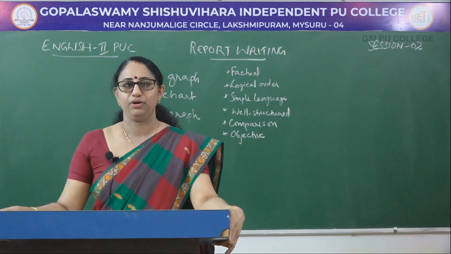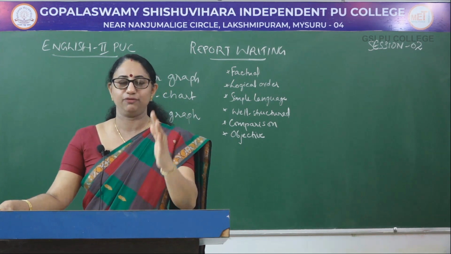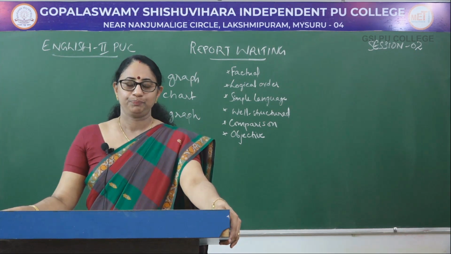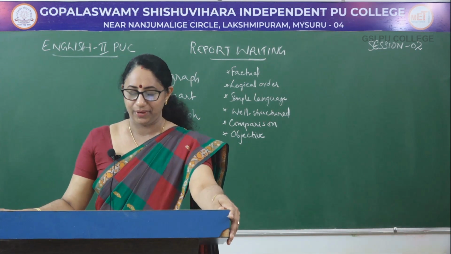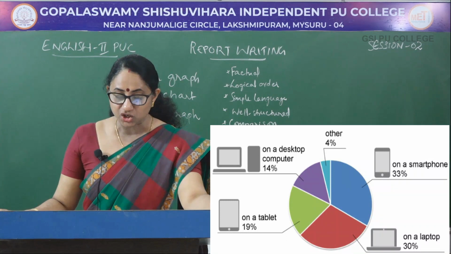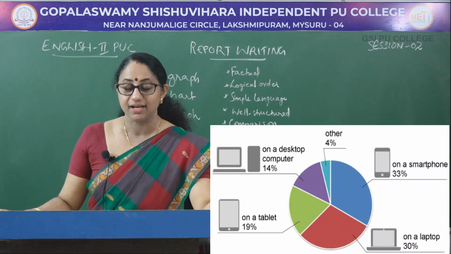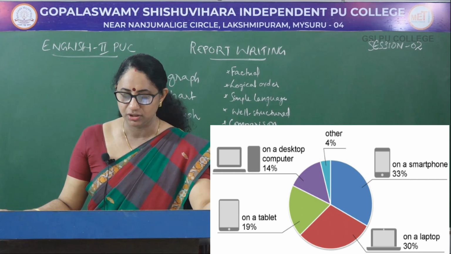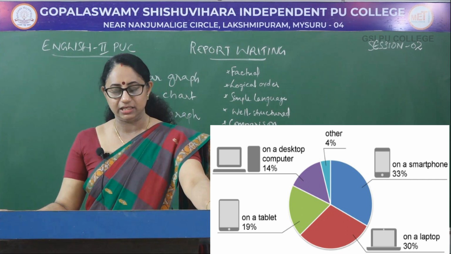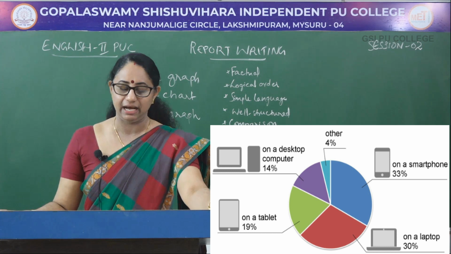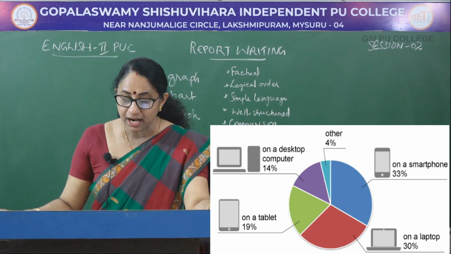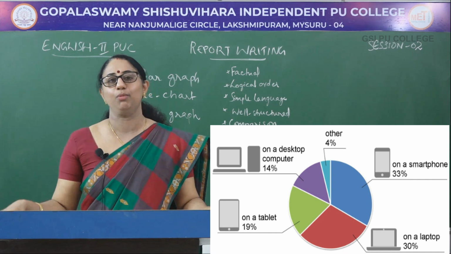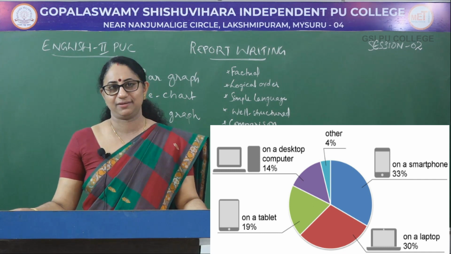I have a question for you, and it is these kind of questions that you find in your examination paper. Let me read the question. The pie chart below illustrates how internet users aged 16 plus prefer to access the internet at home and in other places. Summarize the information in the pie chart and write a report in about 120 words.